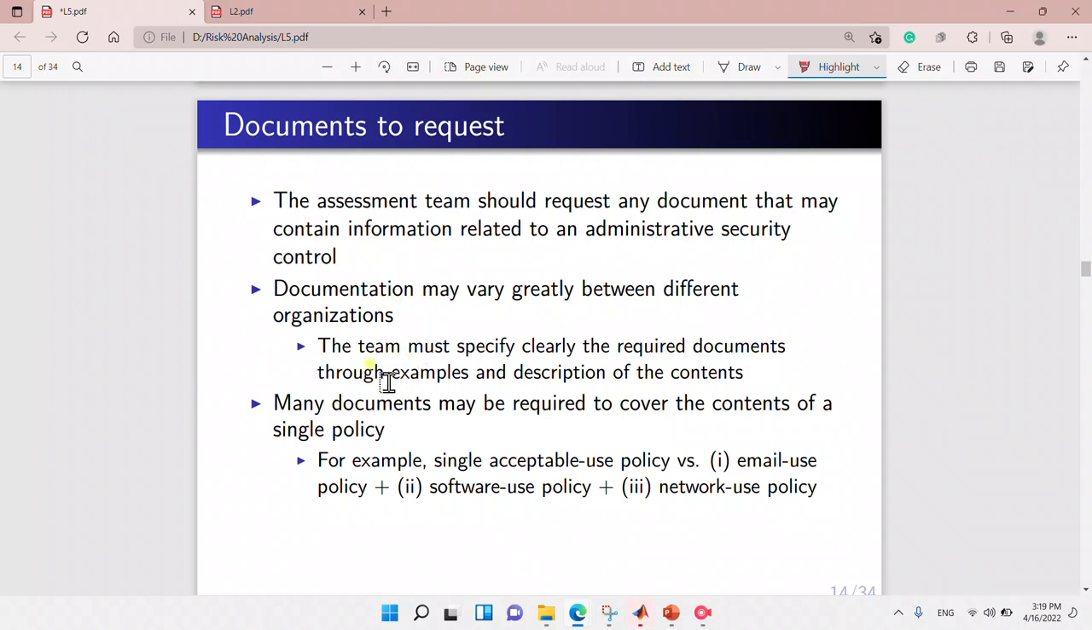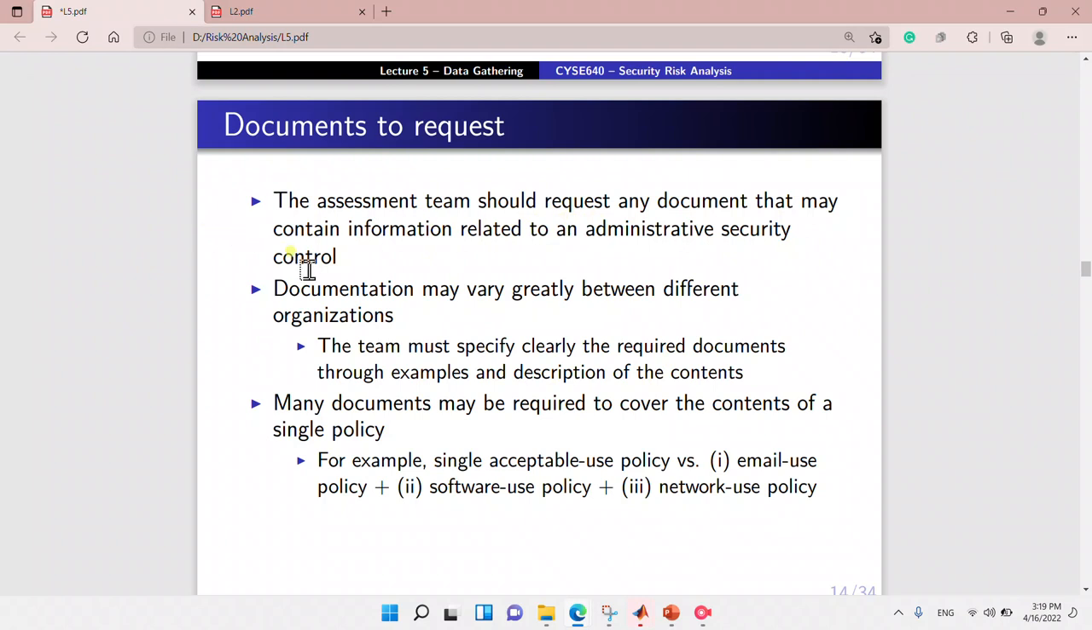Now, documents to request. The assessment team should request any documents that may contain information related to administrative security control. Okay, this may vary greatly between different organizations. Many documents may be required to cover the contents of a single policy, for example, email use policy, software use policy and network use policy.